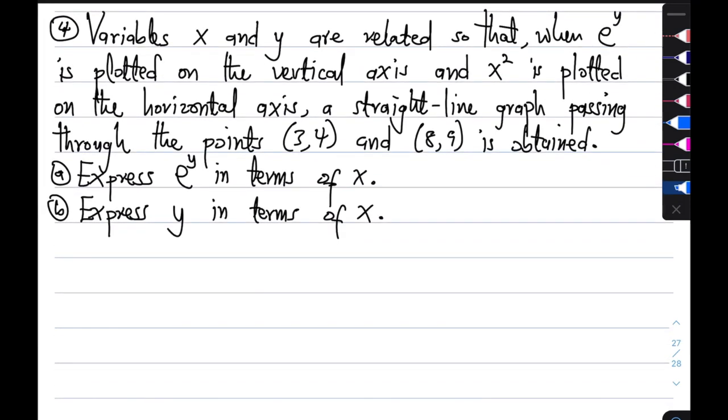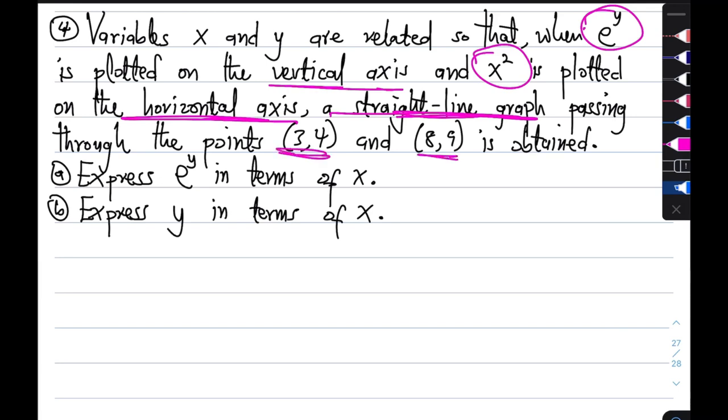It says that the variables x and y are plotted in such a way that, let me use a different color, what we have here is on the vertical line, and then what we do have here is on the horizontal line. We'll come back to this. However, they formed what? A straight line. Like I said, that is the most important thing, and it's passing through 2 points, so you can find the gradient.